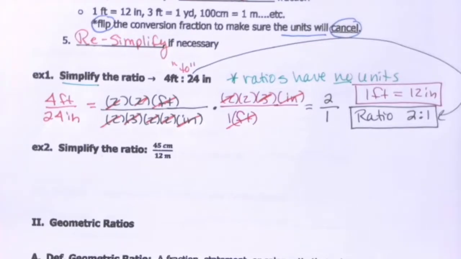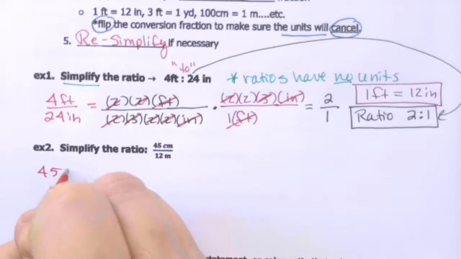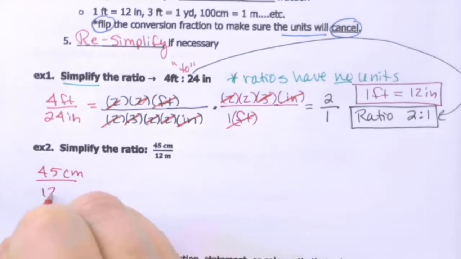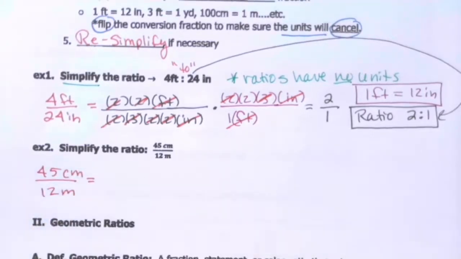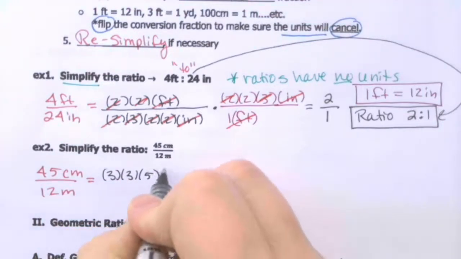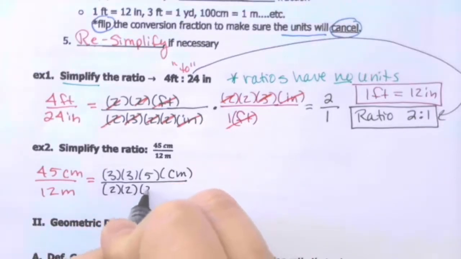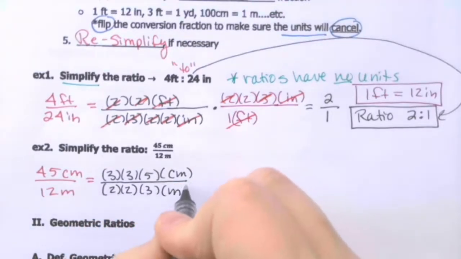Okay, let's do it again. We're going to simplify the ratio. So we have 45 centimeters on top. We have 12 meters on the bottom. So we're going to prime factor the top and bottom. 45 is 9 times 5, so 3 3 5, and then it has centimeters. On the bottom, 12 is 4 times 3, so 2 2 3, and we have meters.